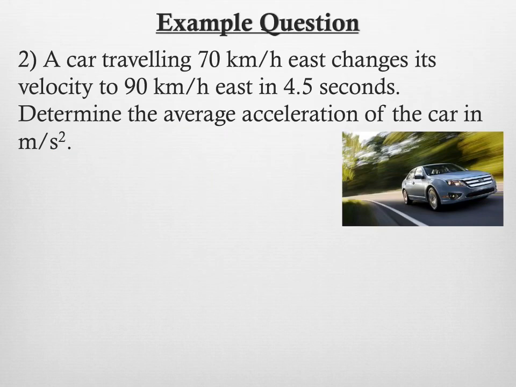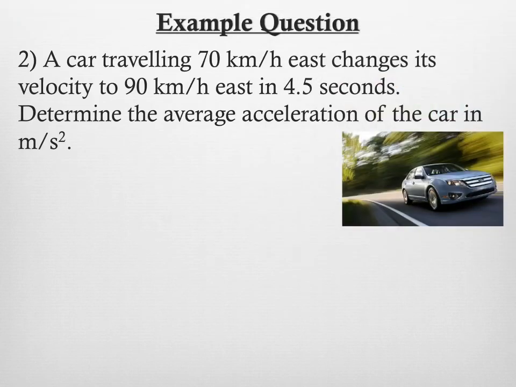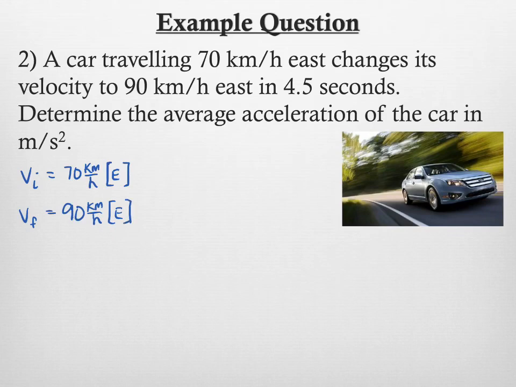We have a car traveling 70 kilometers east. Oh, so again, as soon as you see a piece of information, I just want you to write it down. Okay, that looks like our initial velocity, so 70 kilometers per hour. Okay, east, so make sure you put that direction on there. Good. Changes its velocity to 90 kilometers per hour east. Oh, well, that looks like that's its final velocity. Great. Of course, east as well, so it's speeding up. And that happens in 4.5 seconds. So there we go, there's our time.